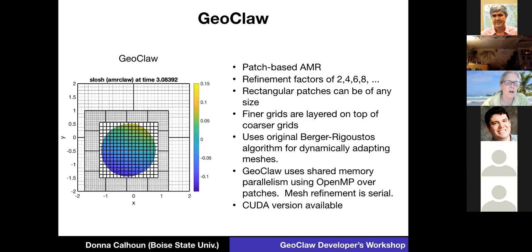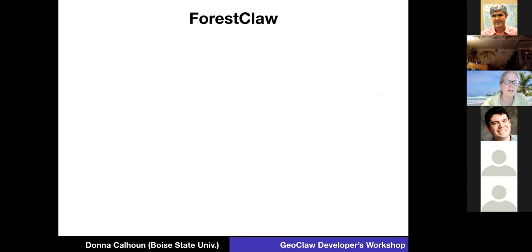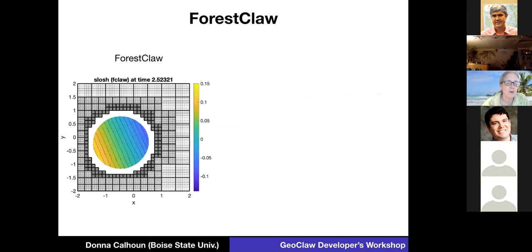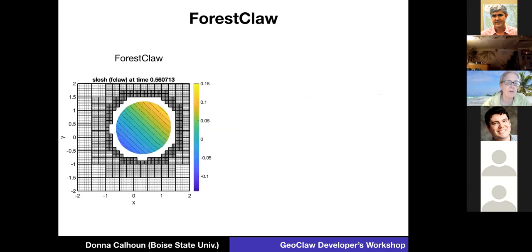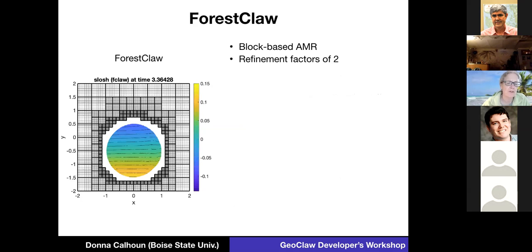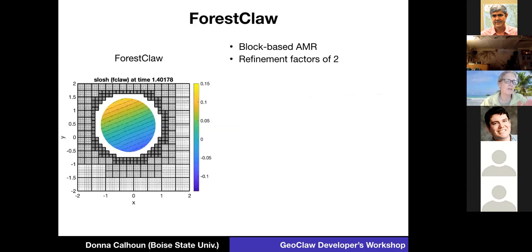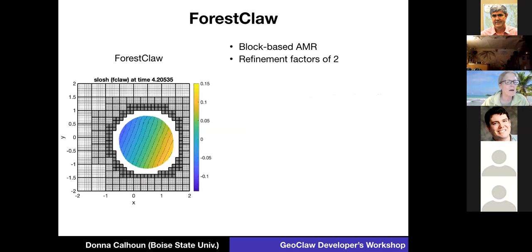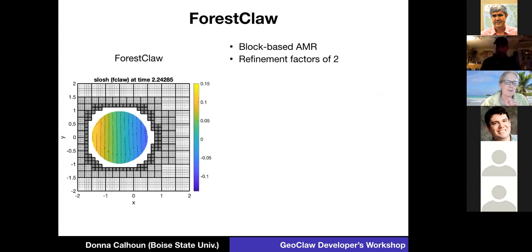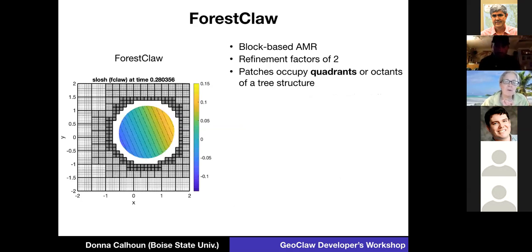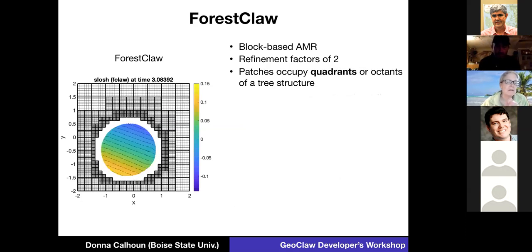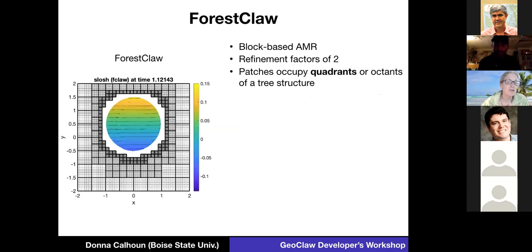Okay, so ForestClaw on the same problem has a slightly different mesh structure. It's a quad tree based mesh structure. I refer to this as block based. So what you see is there's a lot more grids. That might be concerning, but it turns out that's not a problem. The grids are all the same size. There's an exact refinement factor of 2.